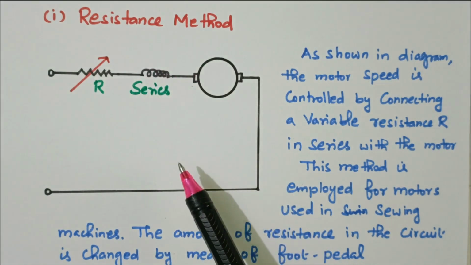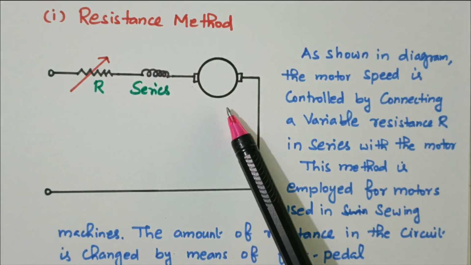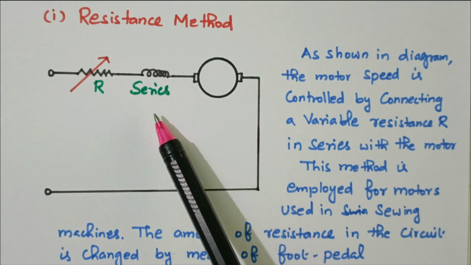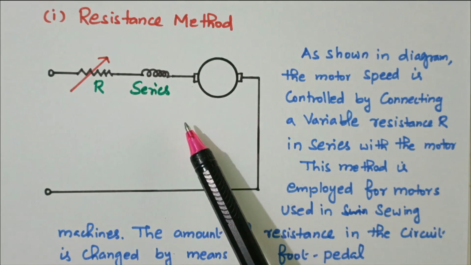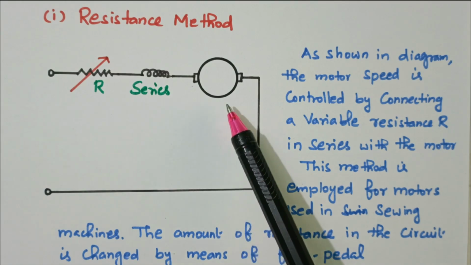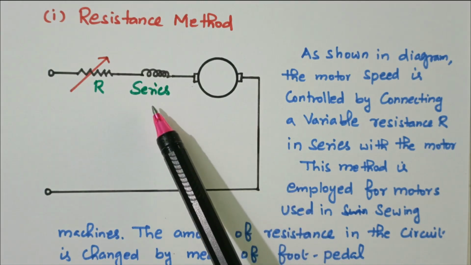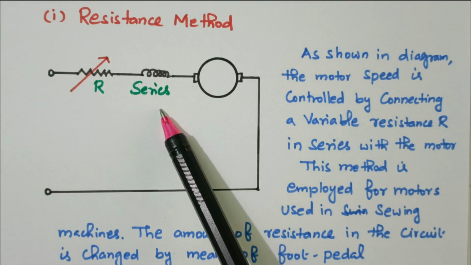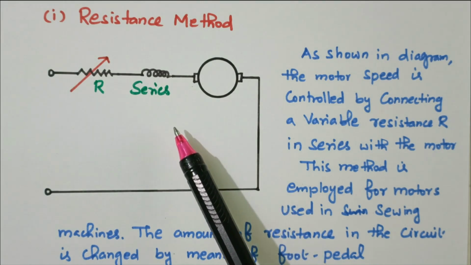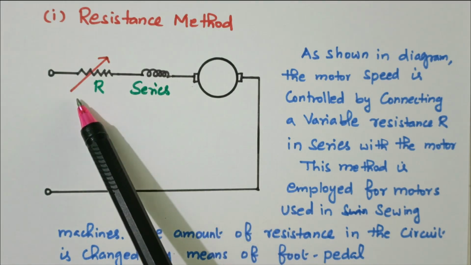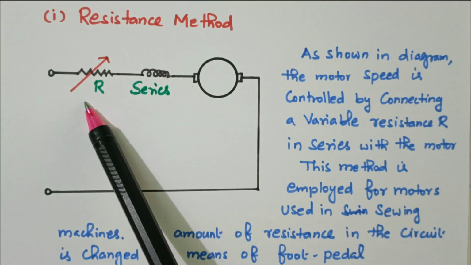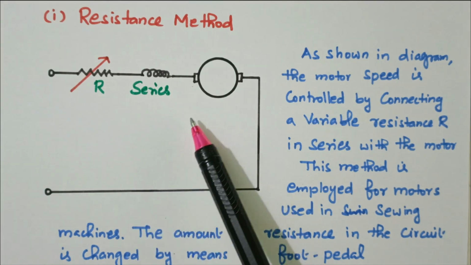We know that this universal motor has a rotating part, the armature, and a fixed part, the field. Field and armature are available as usual like a DC motor. This is the rotating part, the armature. This is the field winding. So both are connected in series. So in the resistance method, a variable resistor is connected in series with the field winding and armature.